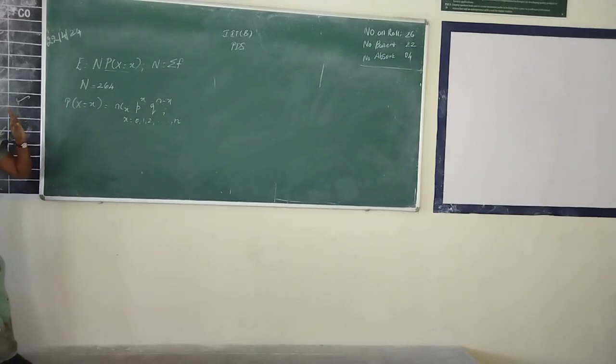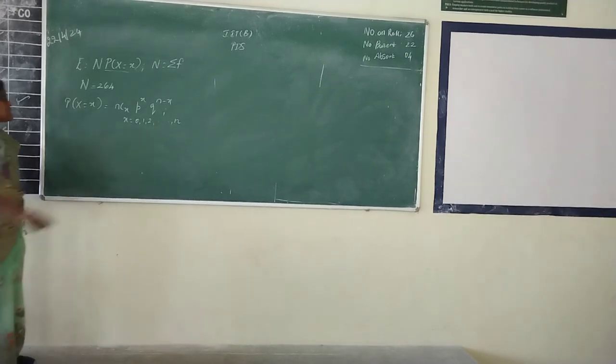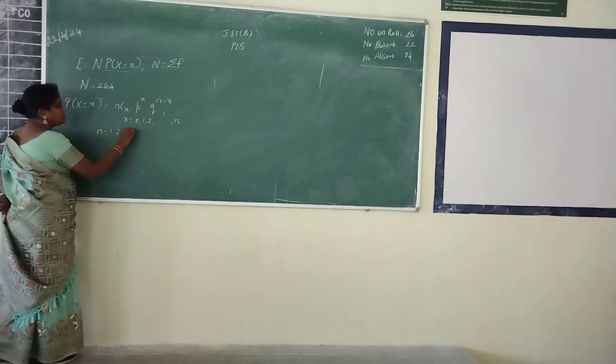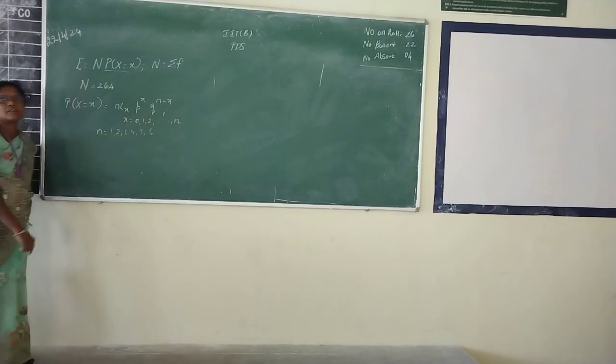Only if you know these three values, it is solved by the binomial distribution. Tell me what is the n value for the problem? Summation of number of... What is the n for this problem? 1, 2, 3, 4, 5, 6. So n, what you are saying, is 1, 2, 3, 4, 5, 6, right? Is it so?